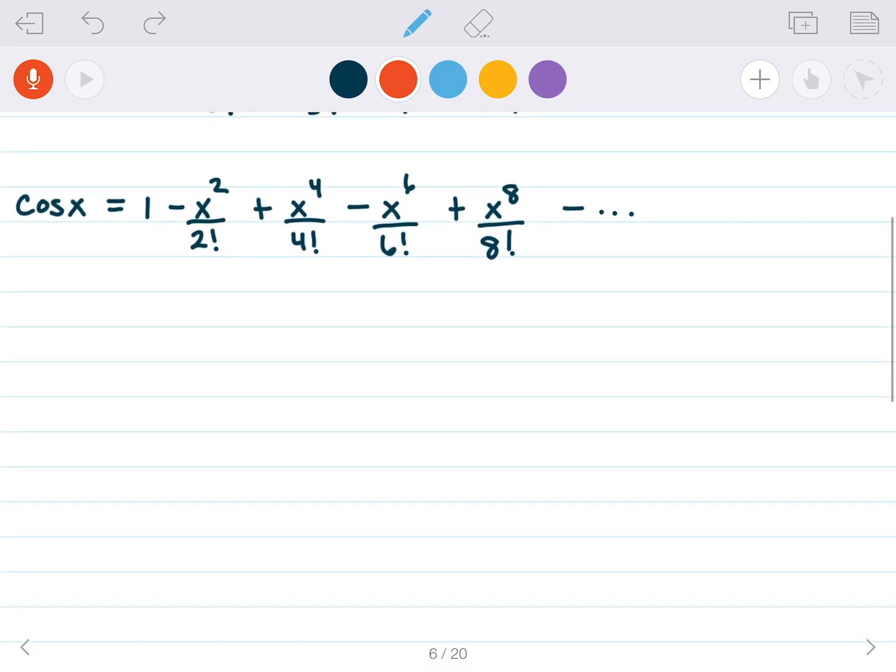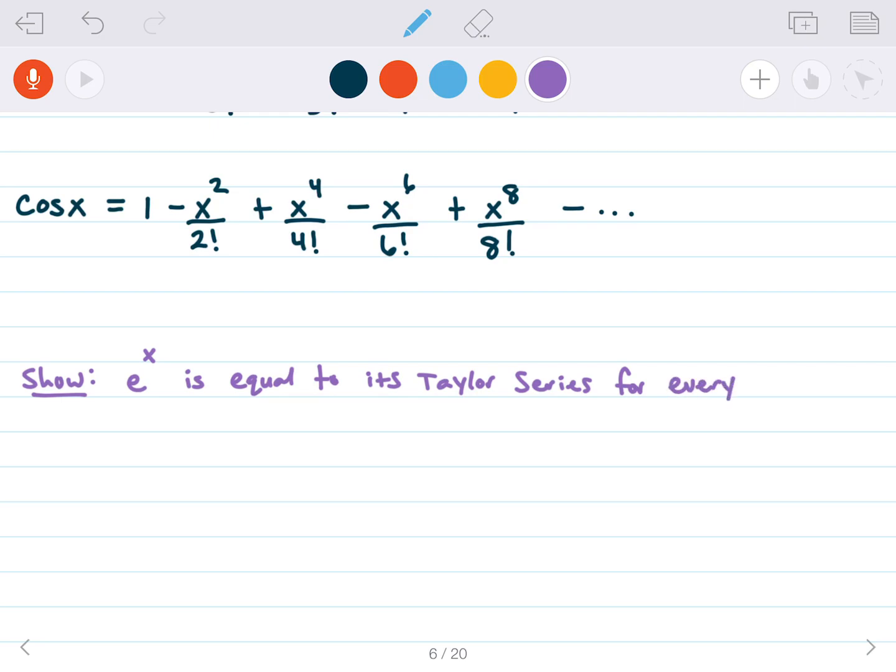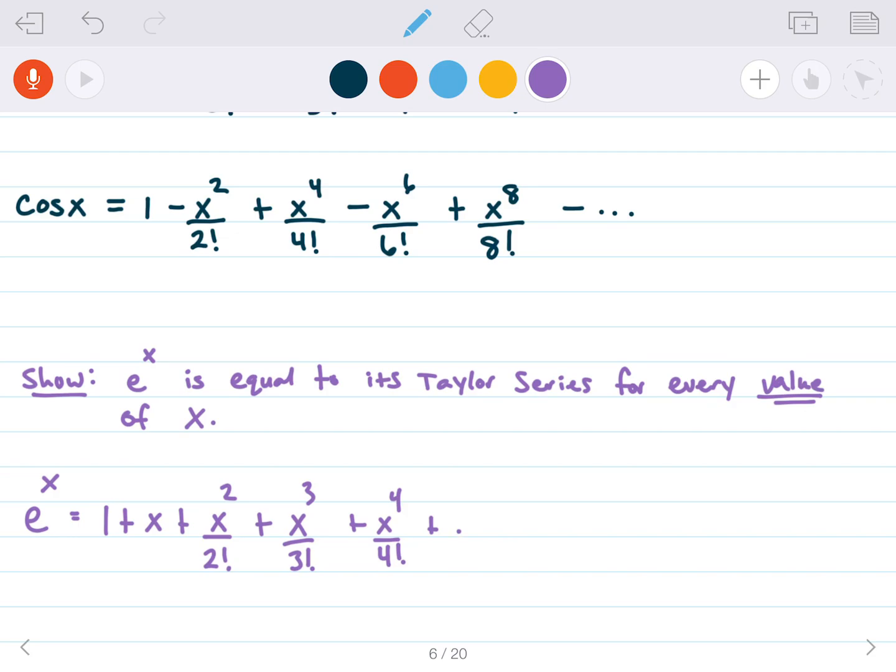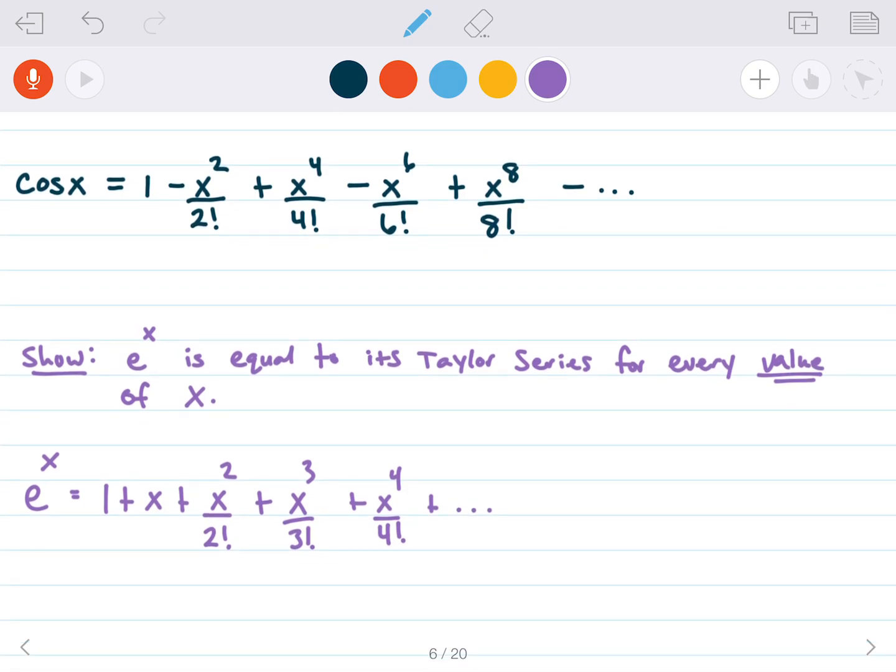So what are we going to show? We want to show that e to the x is equal to its Taylor series for every value of x. Okay, so what do we know? Well, we have the following. We have e to the x is equal to 1 plus x plus x squared over 2 factorial plus x to the 3 over 3 factorial plus x to the 4 over 4 factorial plus ... forever and ever.